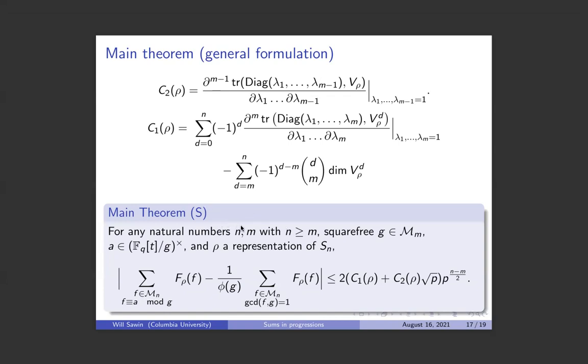And so the theorem I can prove is that for any natural numbers n and m with n greater than or equal to m, for any square-free G monic of degree m, any residue class A mod G, and then any representation rho of S_n, the sum of f_rho in the progression A mod G minus the main term, 1 over phi(G) times the average of f_rho over all progressions relative to prime to G, is bounded by this square root cancellation term, p to the (n minus m) over 2, times this C1 plus C2 root p, times a little constant factor of 2.